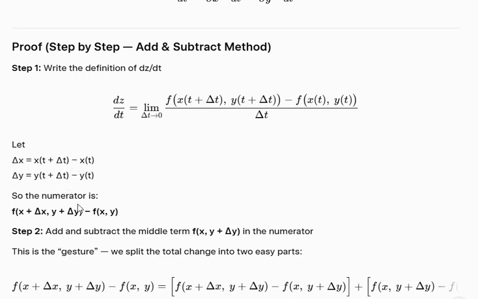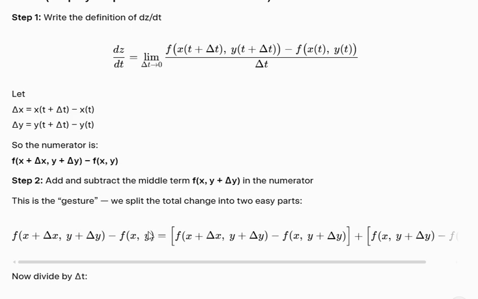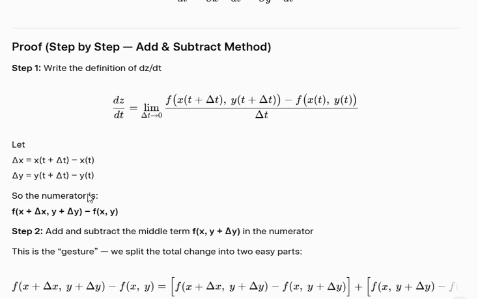Now the numerator is f of x plus delta x, y plus delta y. We can say that x is equal to x of t here. If delta t tends to 0, you can get f of x. Now what we can do is rewrite the numerator like this, because we know that delta x is equal to this.